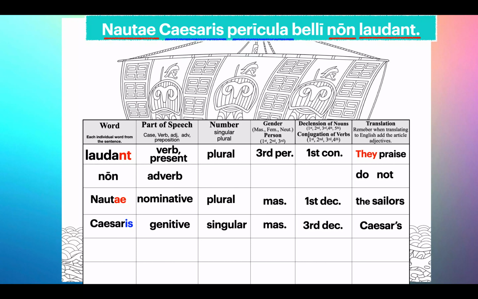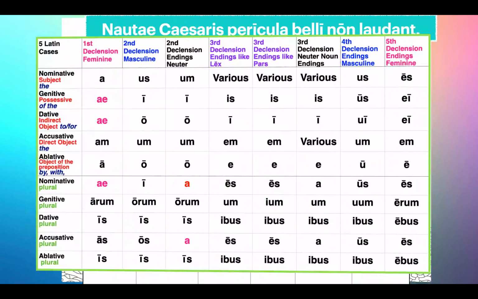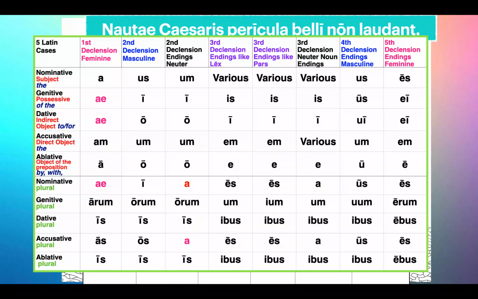Pericula is another word. If you don't know about pericula, get your flashcards out. Turn to the back of your Henle book. There is a dictionary with the Latin to English. Pericula has an A ending. So we know that an A ending in the nominative singular is first declension. But we have a problem. There's already a nominative subject in this sentence. There are no conjunctions in this sentence. And because of that, pericula cannot be first declension feminine.